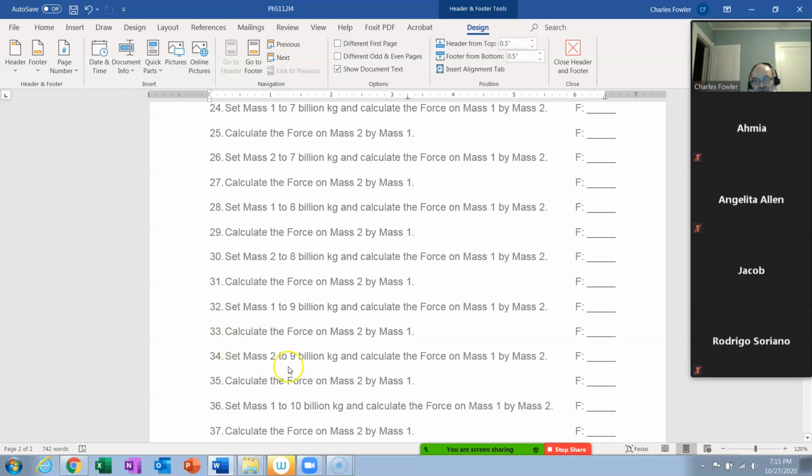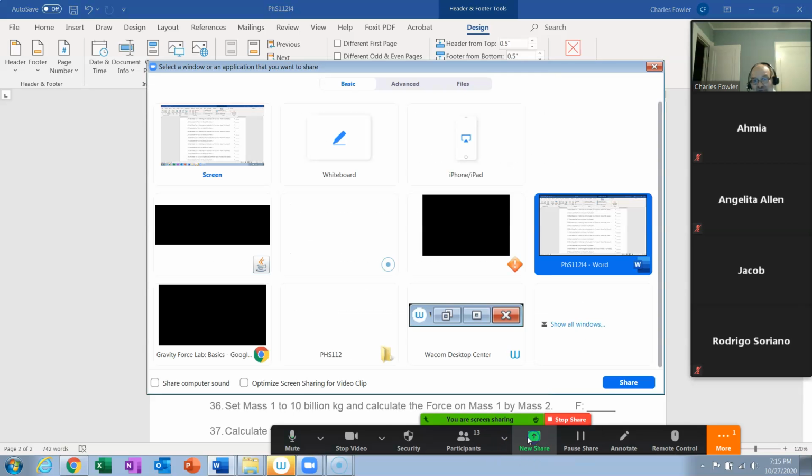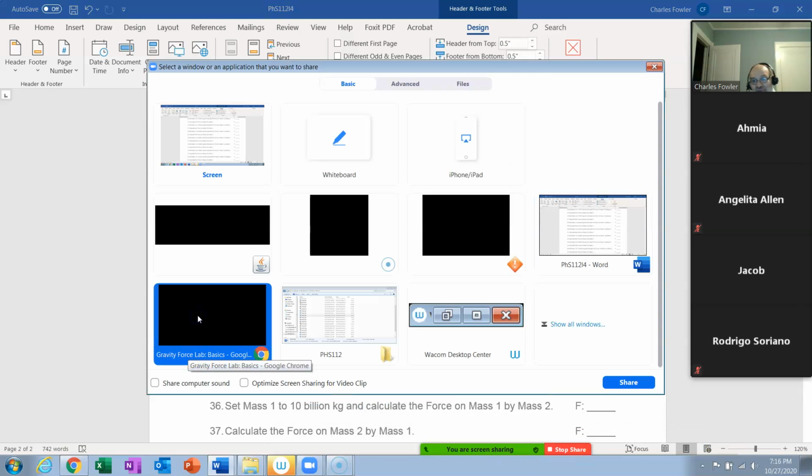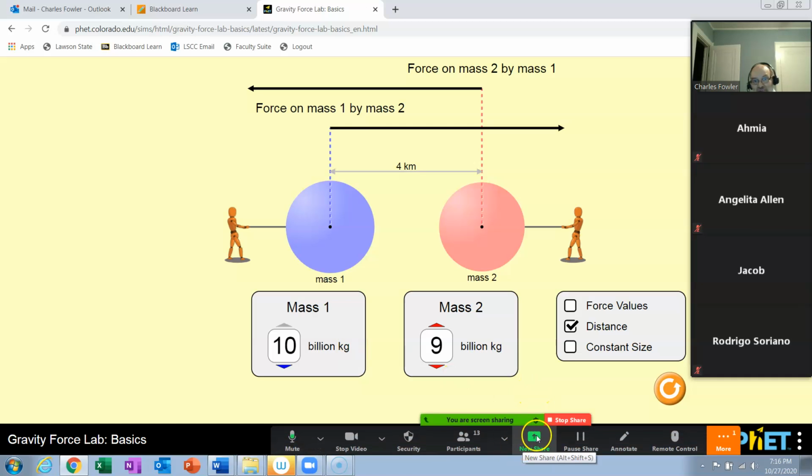That's 34 and 35. Yeah, 9 and 9. So we're ready for 36. We're going to see if we can go to 10 billion. Now, I haven't gone this high before, but let's see if we can. Let's go to 10 billion here. It looks like we still can. Yep, we could. And we'll go to the whiteboard with 10 billion.